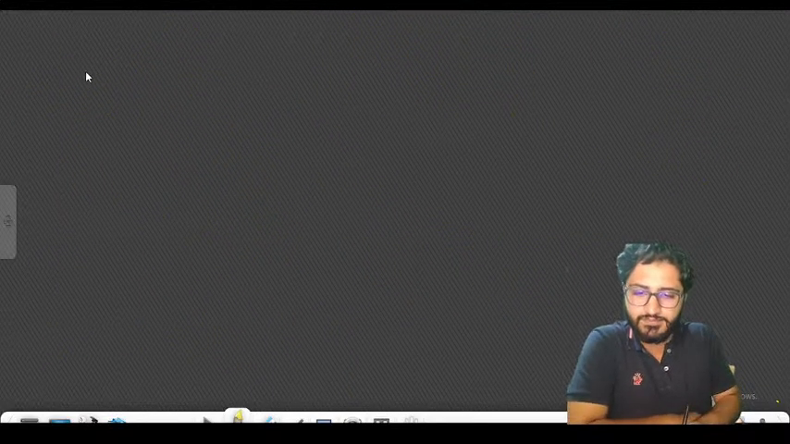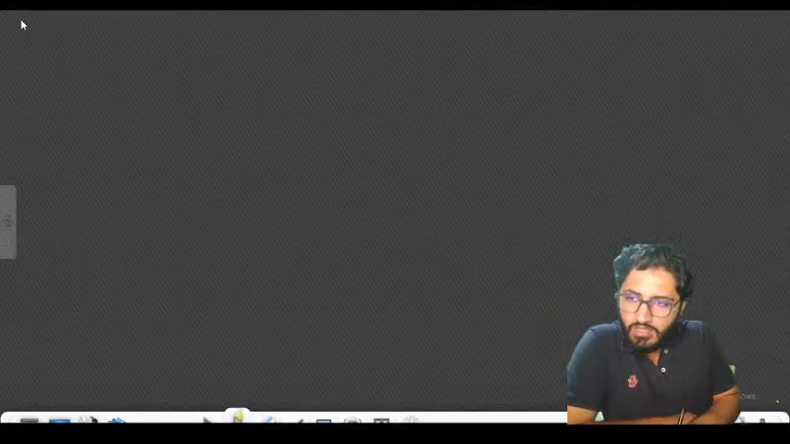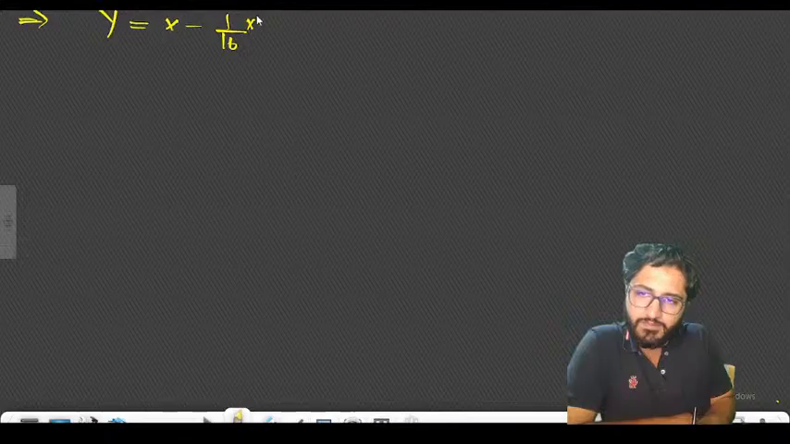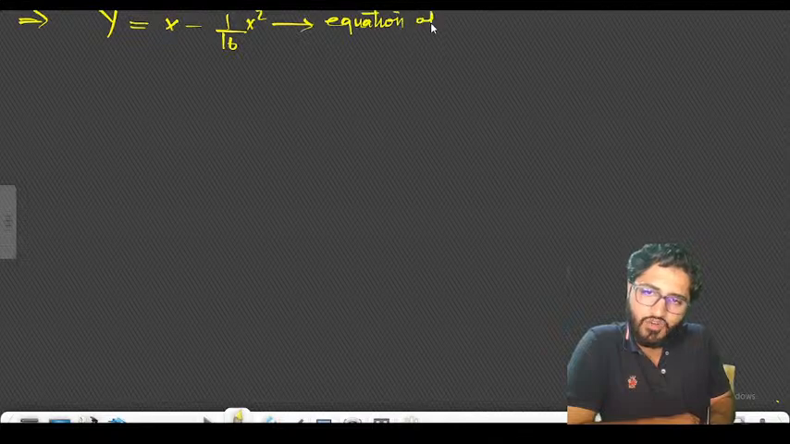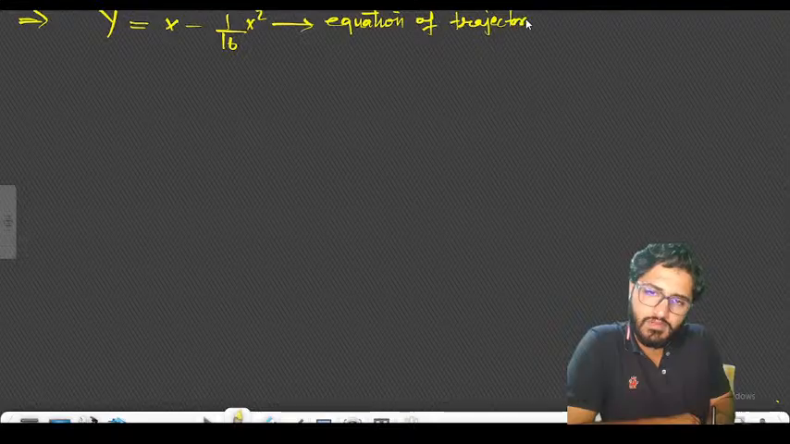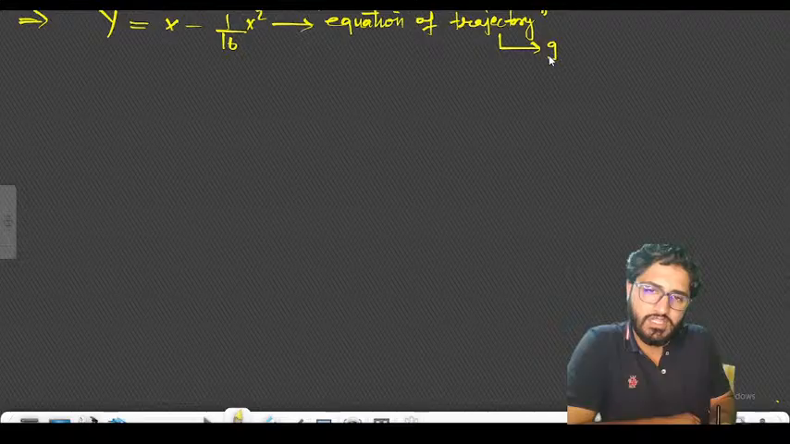Numerical is given to us: y equals to x minus 1 divided by 16 x square. This is the equation of trajectory, and this one is given. This thing is given to us. Okay.